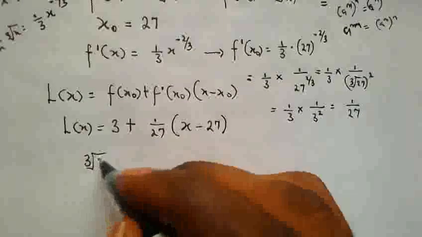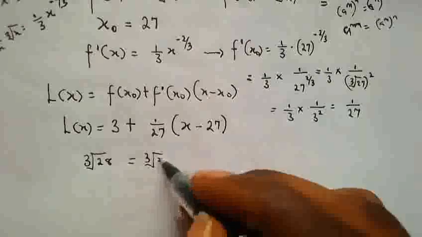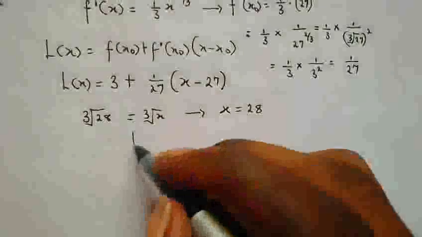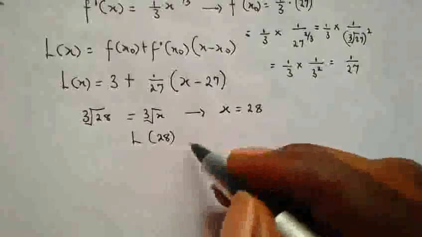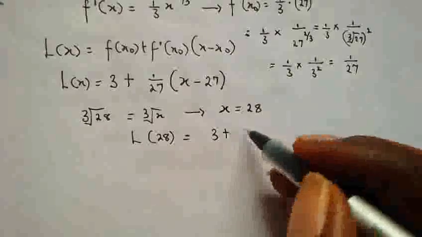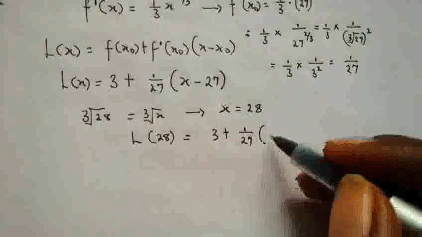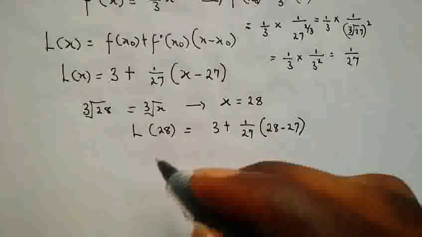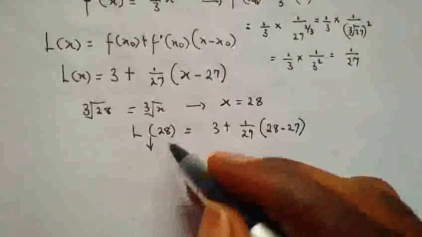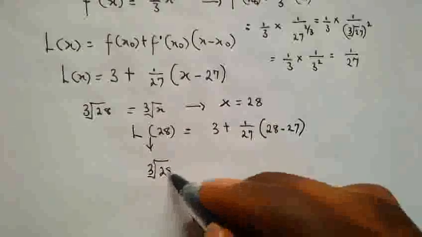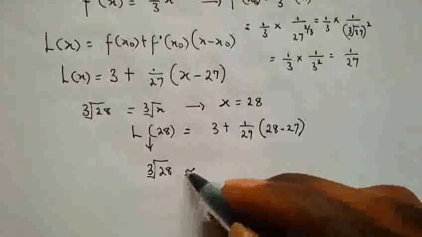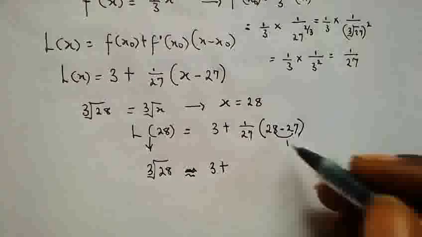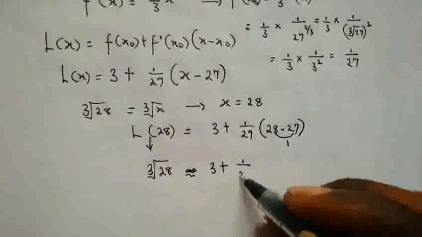Now we have cube root of 28 equals cube root of x. So here we have x equals 28. So we're going to compute L of 28, and this is equal to 3 plus 1 over 27, open bracket 28 minus 27. Okay, so writing this L of 28 as what? Cube root of 28, because that is the approximation. So this is approximately equal to 3 plus here 28 minus 27, here is 1, so we have 1 over 27.